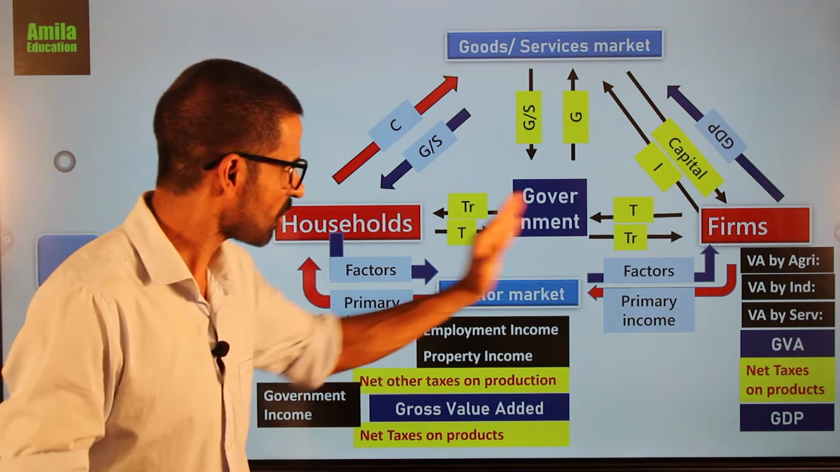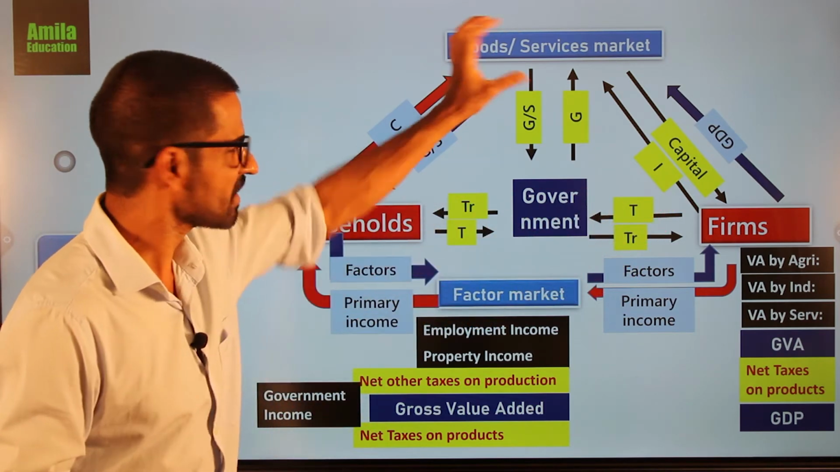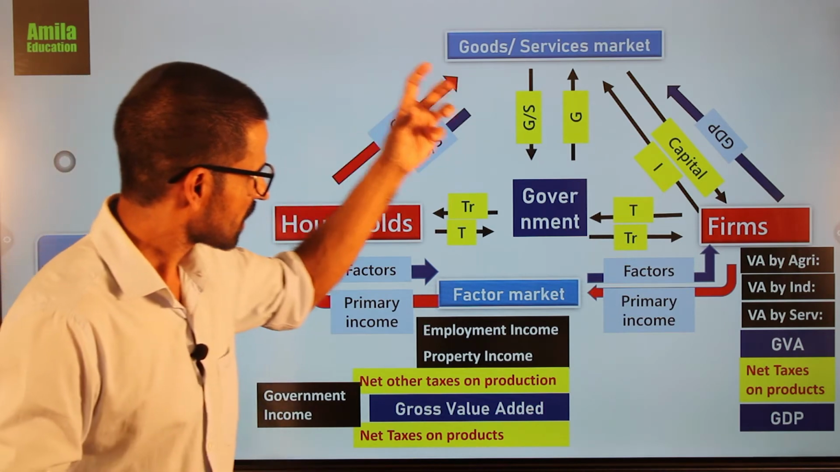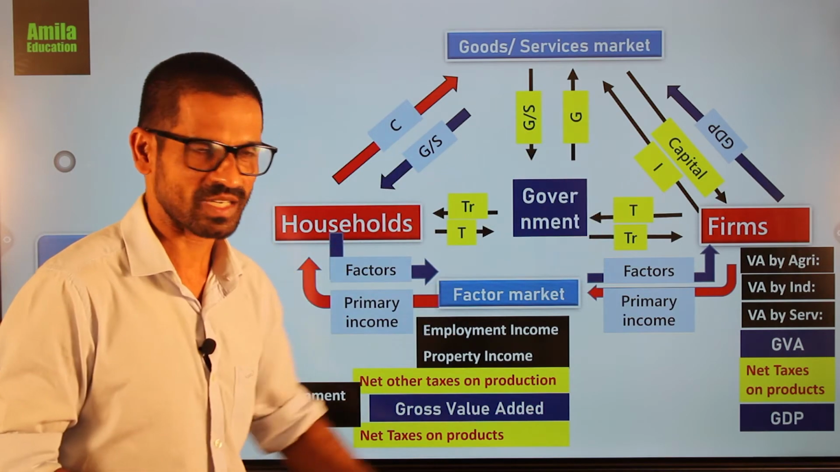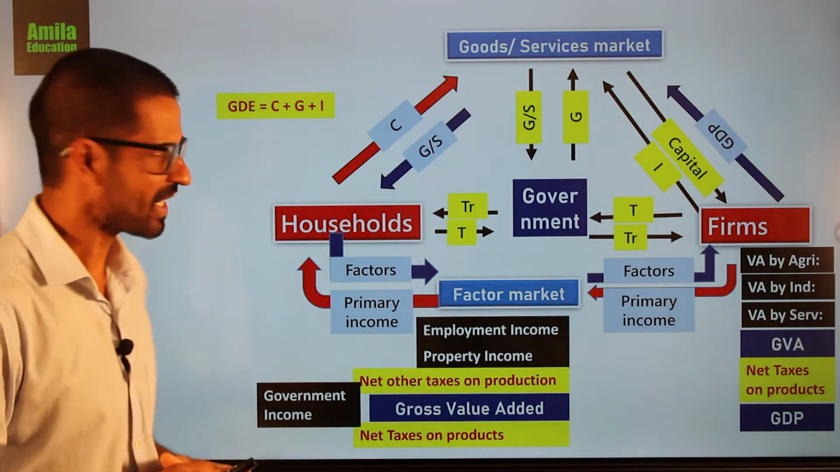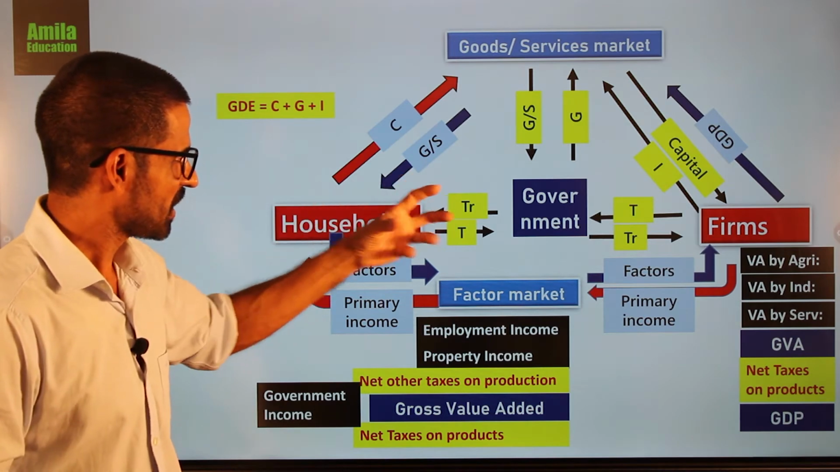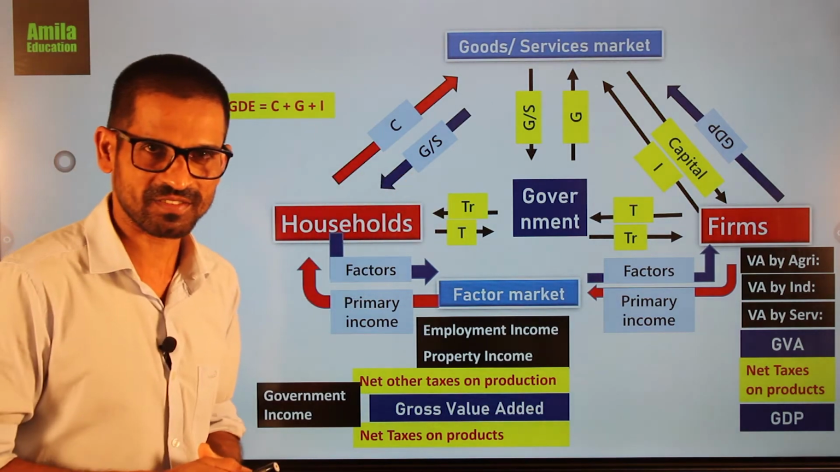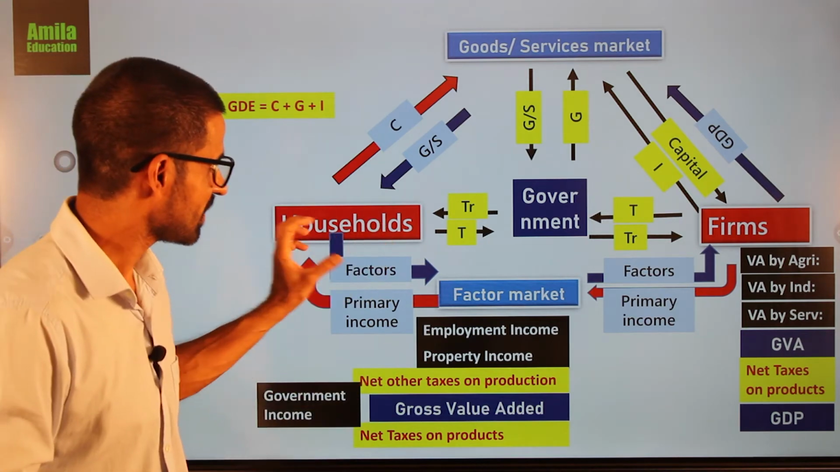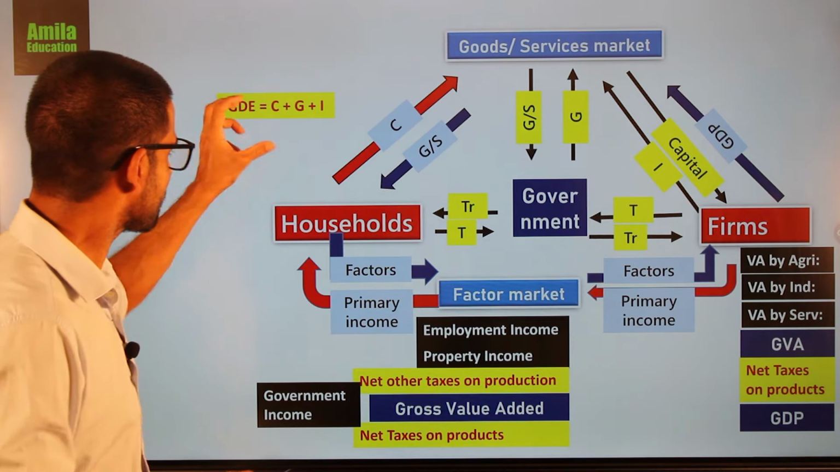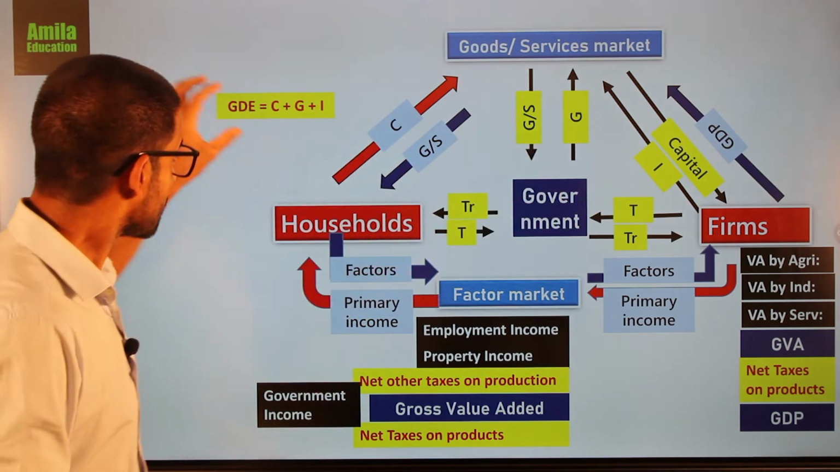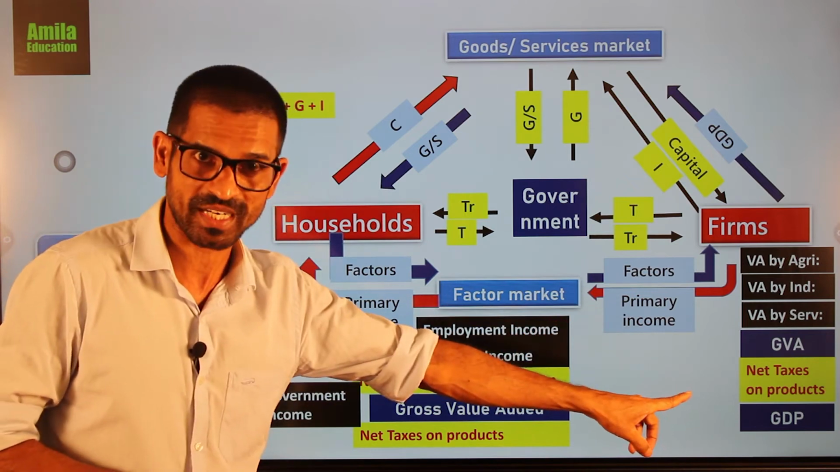So these are the three domestic agents purchasing these goods and services. Private consumption, government consumption, and investment. These three types of expenses generate gross domestic expenditure. These are the domestic agents. So this is the gross domestic expenditure, C plus G plus I. But this is not yet the gross domestic product.